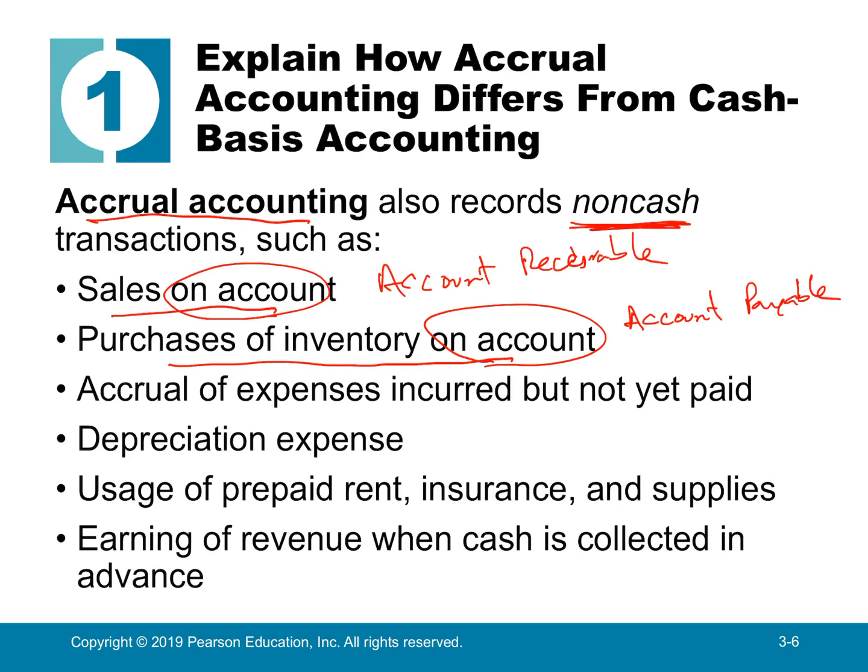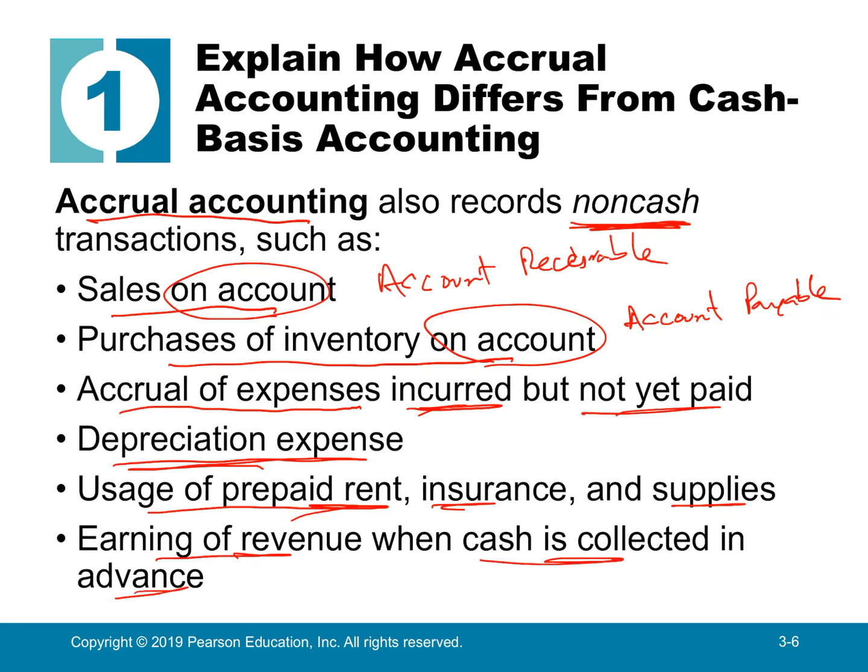So most of this chapter is going to talk about things like accruing expenses that are incurred but haven't been paid yet, right? Another example is depreciation expense. Depreciation expense is really just an accounting thing. There is no cash that gets affected by depreciation expense. Using up prepaid rent, insurance, or supplies. And earning revenue when cash is collected in advance. So if you go work for an airline, usually you pay for your ticket before you actually take the flight, right? So how does that look when the airline does its accounting?